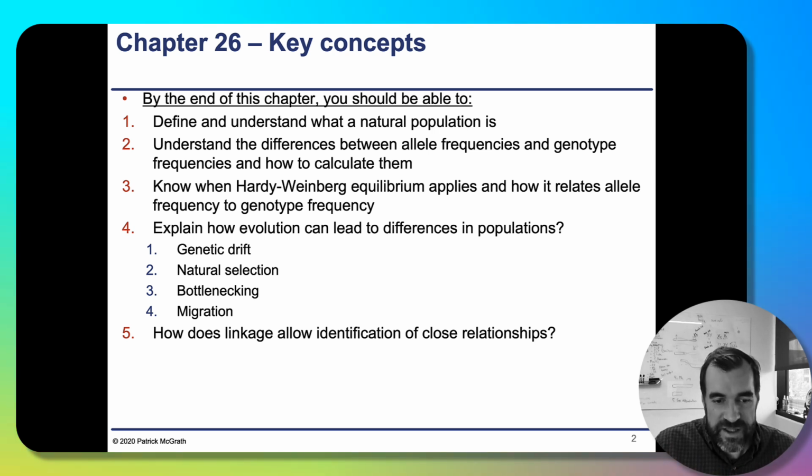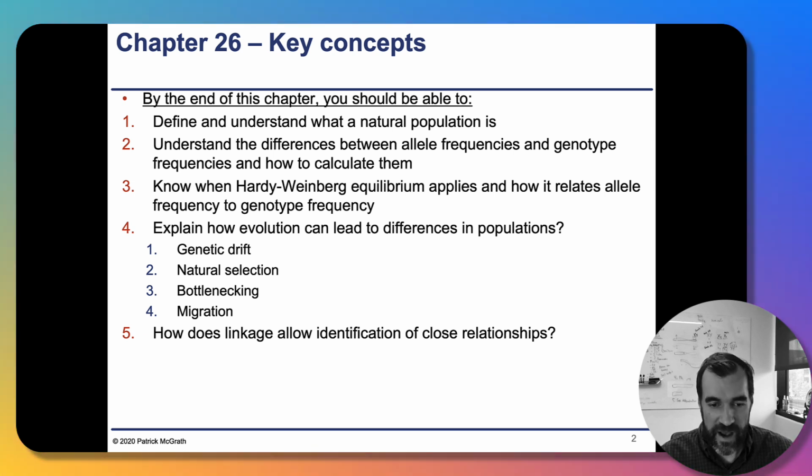And then finally, understand how evolution can lead to changes in allele frequency over time. Those evolutionary forces can be genetic drift, natural selection, bottlenecking, and migration. Those all have very profound effects on allele frequency and also genotype frequency. So understand what causes them and what they mean.